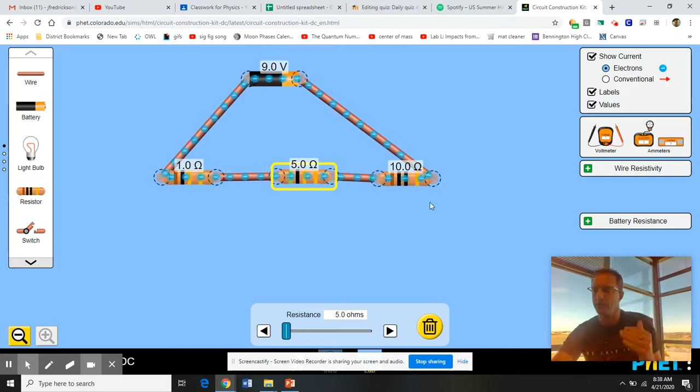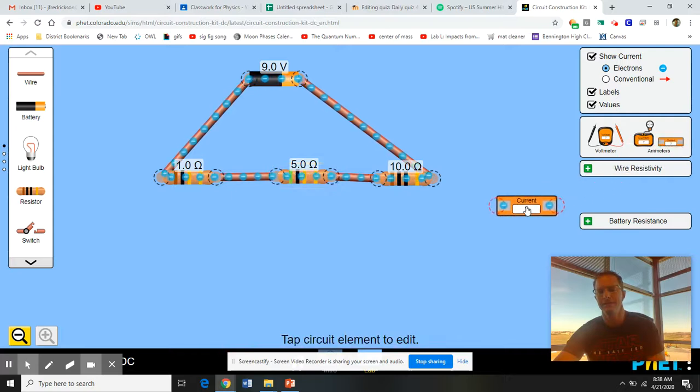We're going to do the same thing for the ones in parallel. This is series because you've got 1 loop. That was one of the quiz questions I made for Monday, the loop rule. I have to be able to draw a path here. It doesn't necessarily have to have bulbs or this many things. You just have to be able to draw a whole path. So this is one circuit: a 9-volt battery, 1 ohm, 5 ohms, 10 ohms.